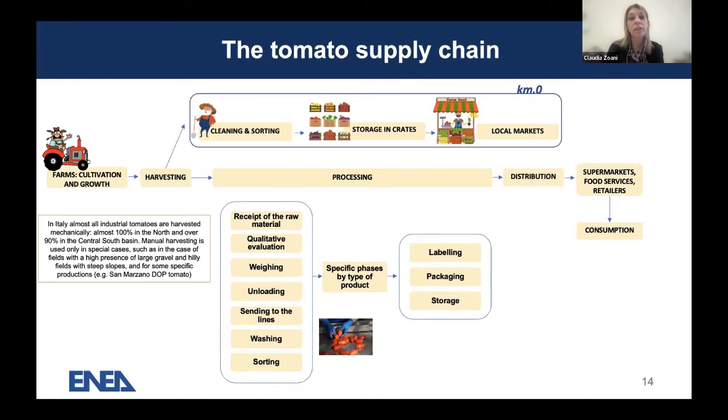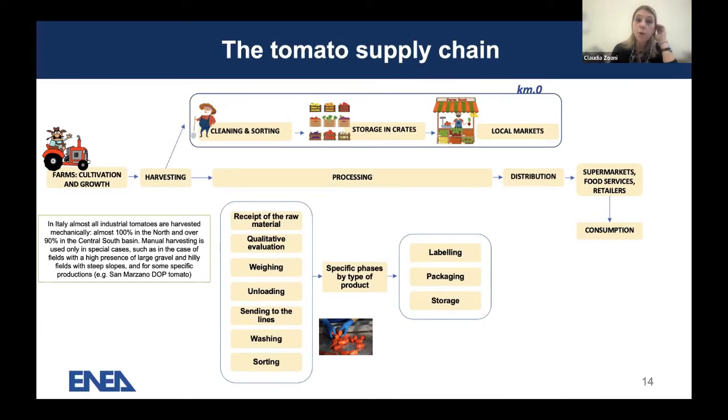kilometer zero, 0 kilometers. So the short supply chain that is really spreading, where there is a closer contact between the harvesting, so the primary producers, and the local market, because it can be relevant: the difference between the long and the short supply chain, also for what concerns food quality and safety. Just to highlight a couple of things for 2 main steps.